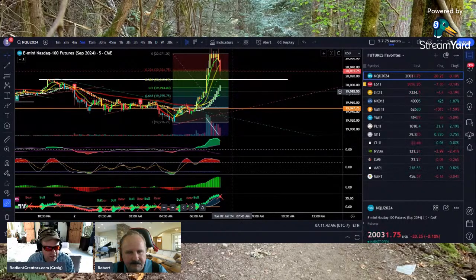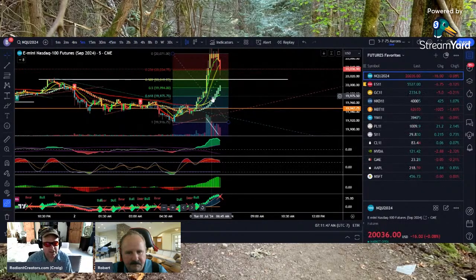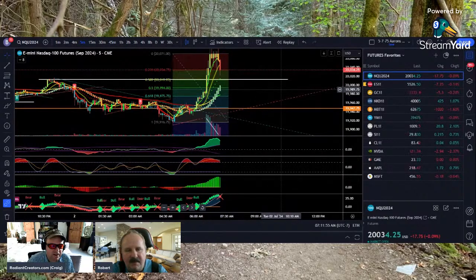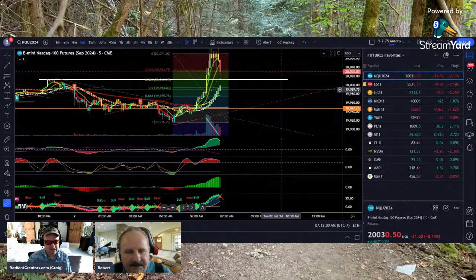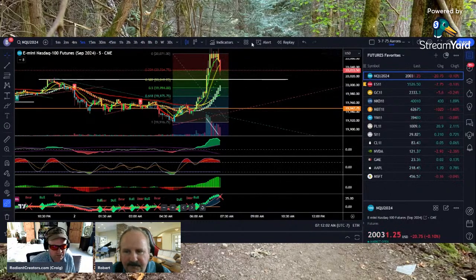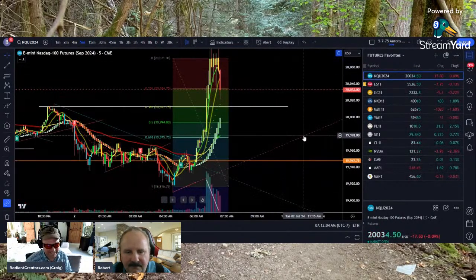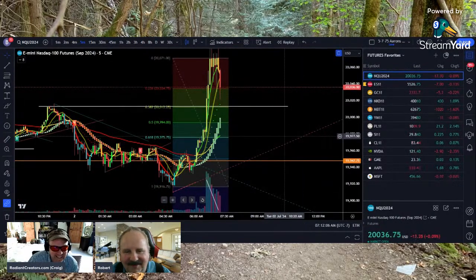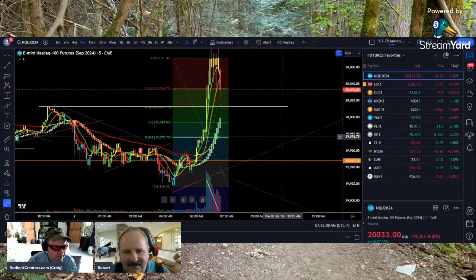Even if you go all the way down to the 618, I'd be happy if it went all the way to the 618 and started to move back up. That seems to be the golden pocket, as they call it. That's between the 0.5 and the 618. That's a nice area. So it's kind of like just lay in wait. Yeah, I think that's going to be the good turnaround.